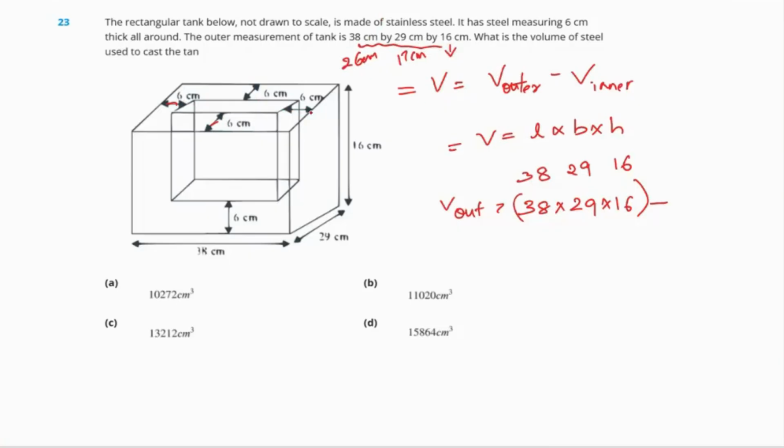We have to only subtract the thickness once for height. So we have to subtract 16 minus 6 only. So that is 10. So this is the inner measurement.